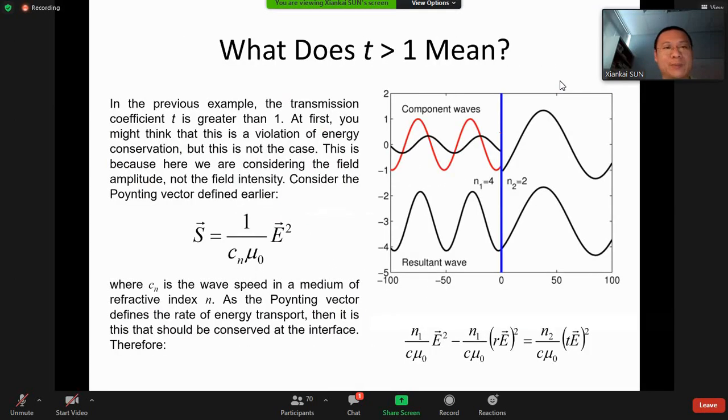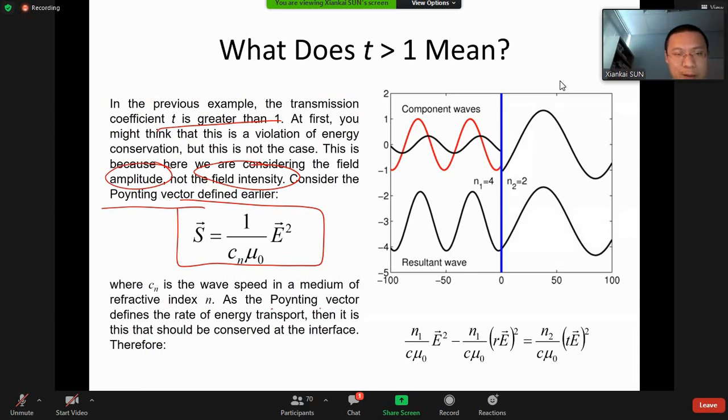So here it is. Even if you have T greater than 1, there's no violation of energy conservation. This is because we are considering the field amplitude, not the field intensity. So remember, we defined this Poynting vector. Because the Poynting vector defines the rate of energy transport, then it is this quantity, S, that should be conserved at the interface.